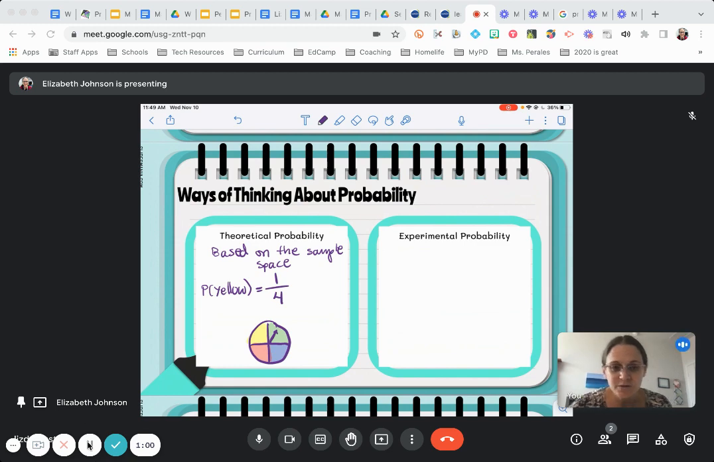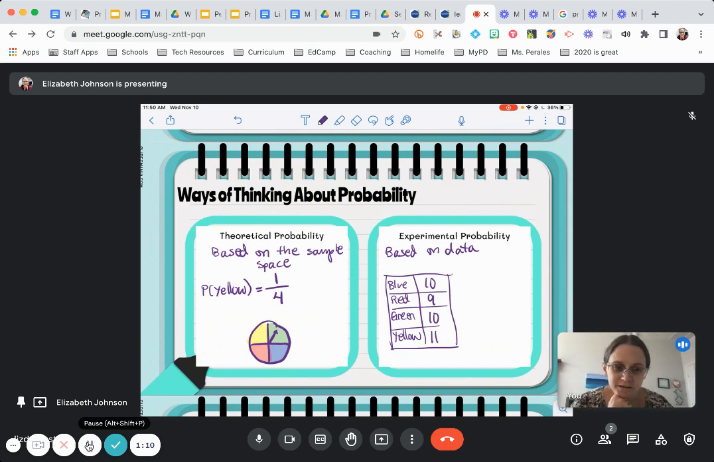Now let's talk about experimental probability. This is based on data and results, on what you've recorded to actually happen. So usually when you're calculating experimental probability, you'll be given something like a table, but you're going to be given some data to use to calculate that probability.